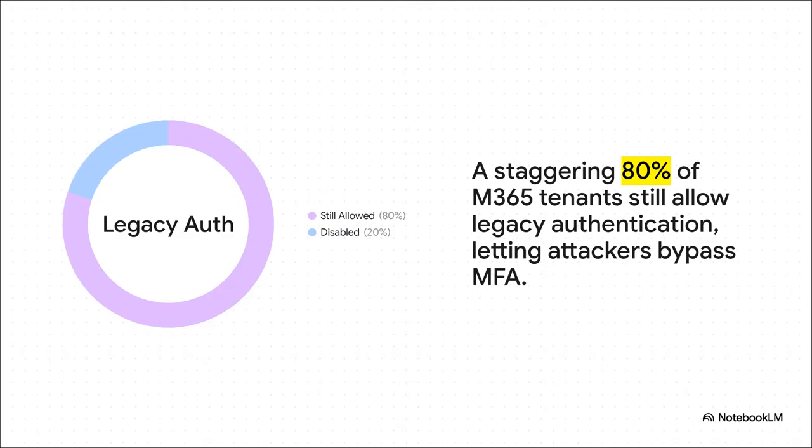And the scale of this one particular problem, it's just staggering. Ready for this? A whopping 80% of M365 tenants still allow something called legacy authentication. This is an old, frankly ancient login method that lets attackers completely bypass modern security like multi-factor authentication. It's their favorite backdoor, and it's shockingly easy for them to use.